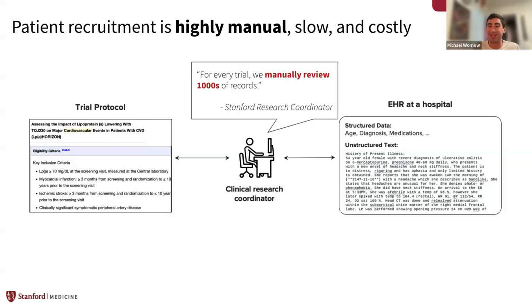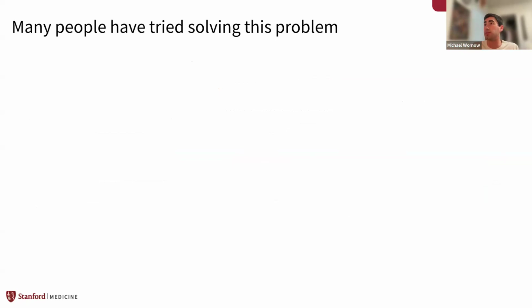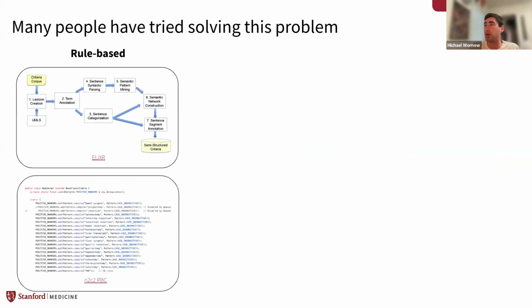And so it's no surprise that when you have to review potentially thousands of records for some of these more specific trials that might be targeting a specific cancer subtype or a rare disease, it ends up taking months, if not potentially a year or more, to find enough patients to hit your enrollment targets. And so there have been a lot of attempts to solve this problem before large language models.